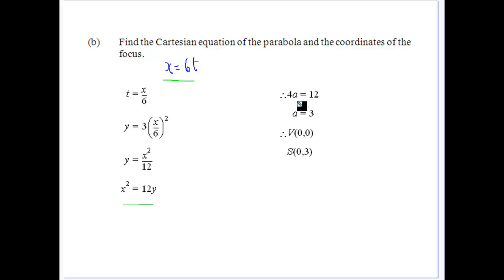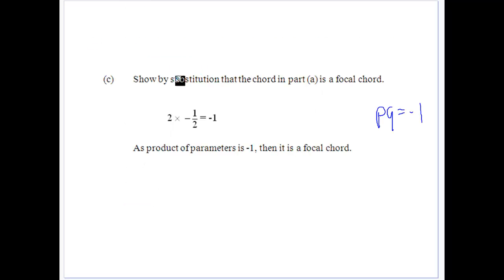What are the coordinates of the focus? Well, from that, 4a would equal 12, or a is equal to 3. So the vertex is 0, 0, and S is equal to 0, 3. So now we can look at showing by substitution that part A is a focal chord. Well, we get 2 times minus a half is equal to minus 1, which should work. It worked. If it's going to be a focal chord, that would be the case.